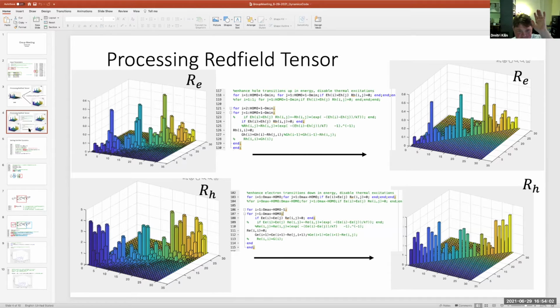May I ask? Yeah. What you are telling, and I take responsibility for what is done or share it, means the transitions upward in energy are completely disabled. And if one would want to describe electron dynamics at high temperatures, when there is a phonon-assisted excitation, one should return them back to some extent. Mm-hmm. Okay, yeah, thank you. Instead of being completely zero, just weighted by a Boltzmann factor or something like that. Perfect, thank you.